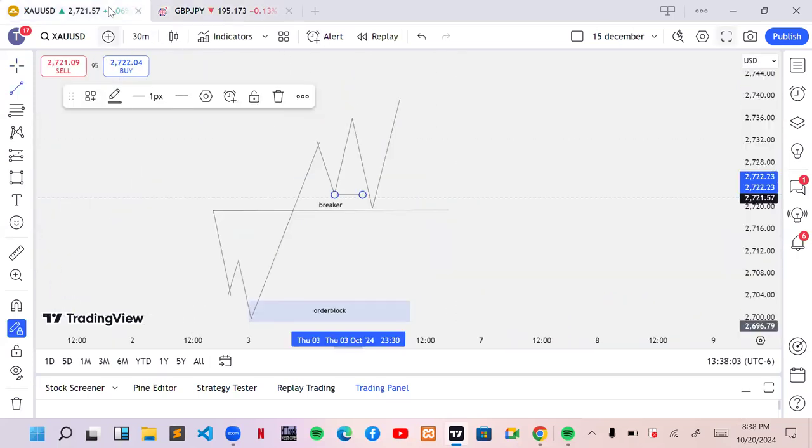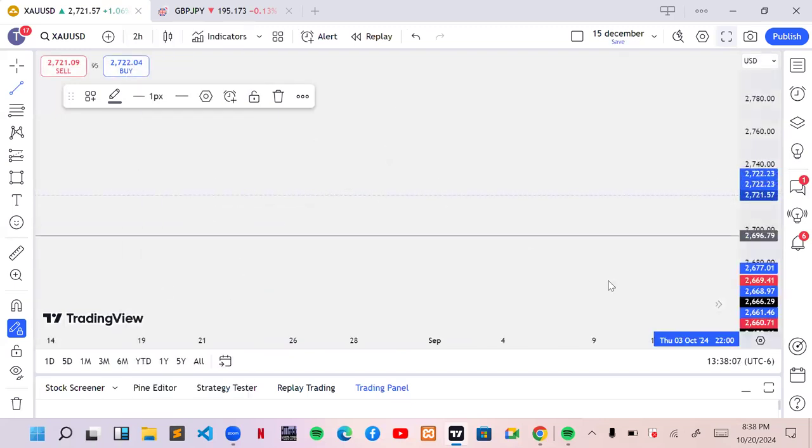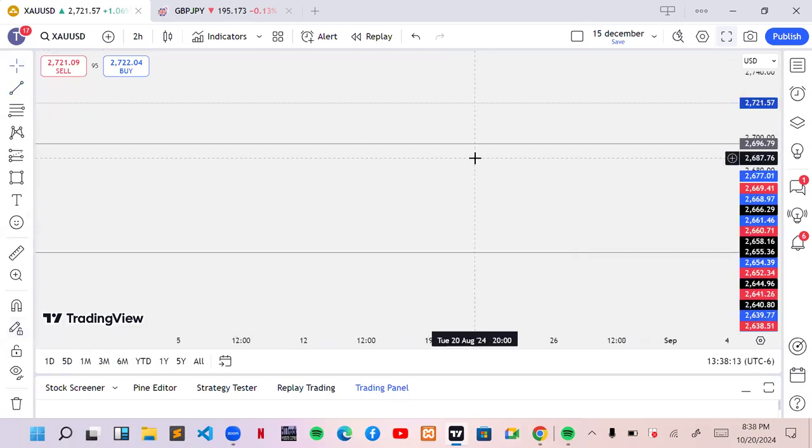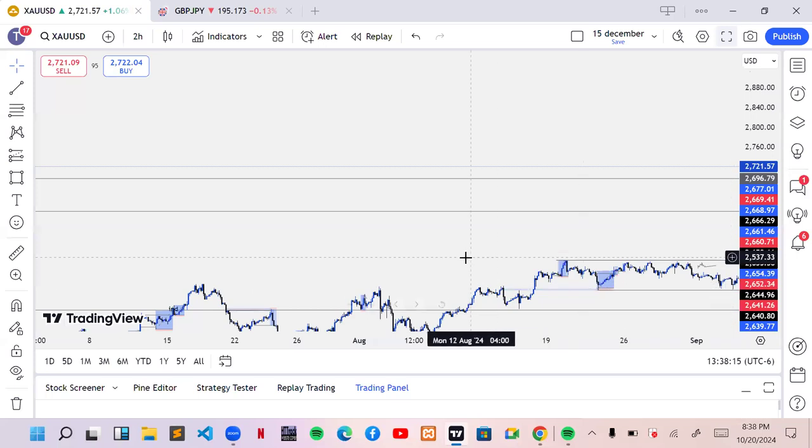I want to go to gold. I think on 1 hour time frame, I think breaker block entries will be here. I don't see. I will look for old charts.